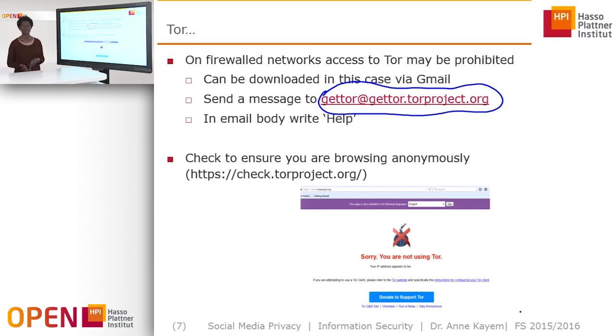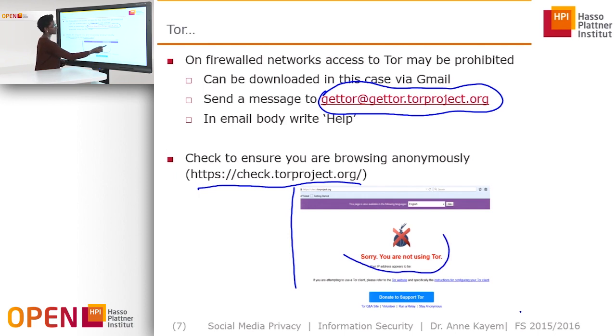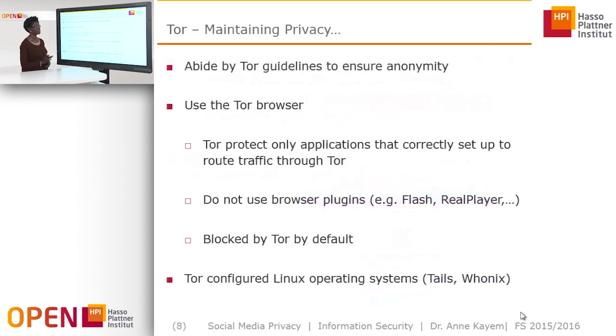Once you've installed Tor, you want to check that you're actually browsing anonymously, because there's no point in installing Tor just to find out that you are browsing in regular mode. You can do this by checking, for example, on the Tor project, there's a way of checking, so you can click on this link, and you should get a page that tells you something like this if you are not actually browsing using Tor. So in that case, you know that you're not browsing anonymously.